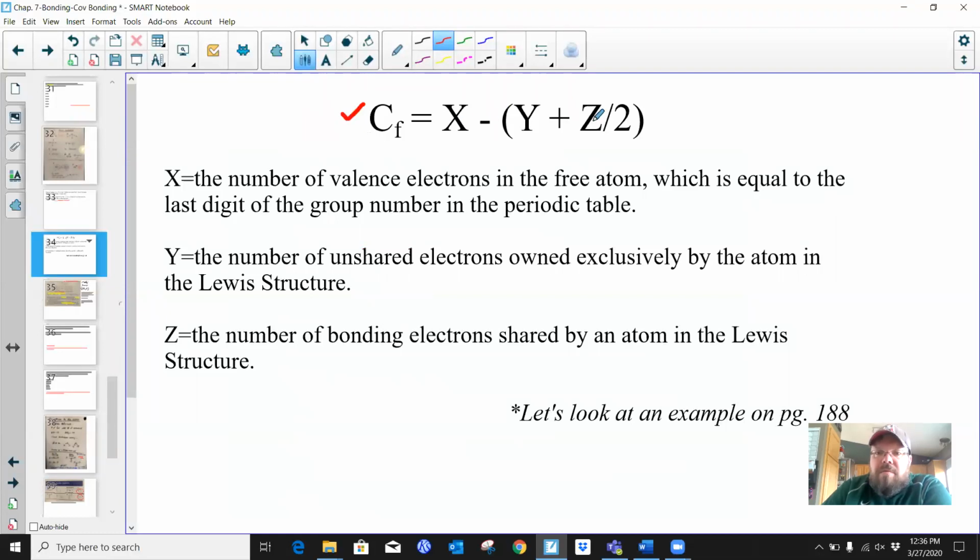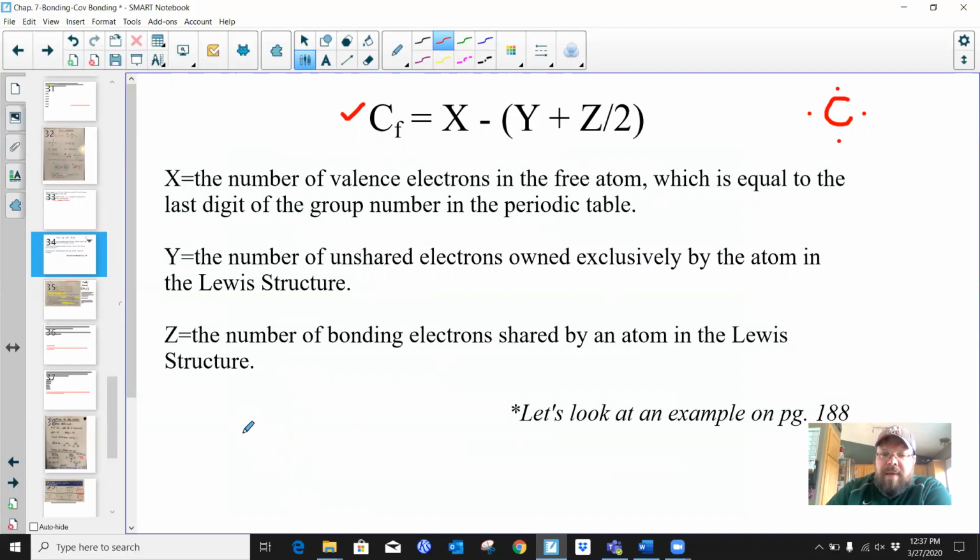There's this X, Y, and Z. Well, what's X? X is the number of valence electrons in a free atom, which is equal to the last digit of the group number in the periodic table. So, for carbon, carbon is in group 14, so it has 4 valence electrons around it as a free atom. The X value for carbon would be 4, as a free atom, not bonded to anything. The Y value is the number of unshared electrons owned exclusively by an atom in the Lewis structure.